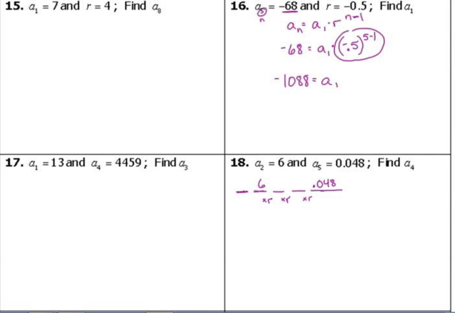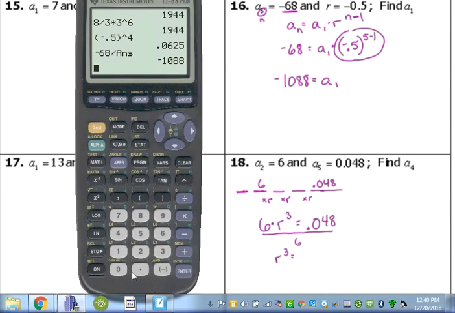3 times. So I started with 6, and I multiplied by the common ratio 3 times. If I multiply by the common ratio 3 times, r times r times r is not 3r. R times r times r is r cubed. And that's what gives me that term right there. So if I'm solving for my common ratio, I'm going to divide by 6.